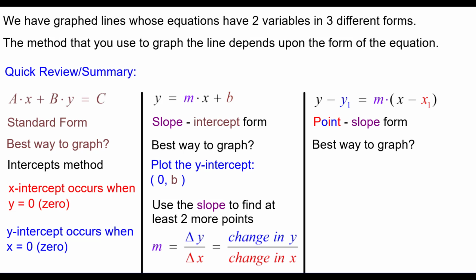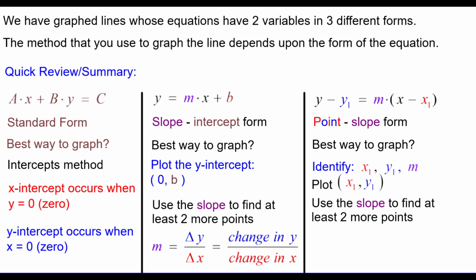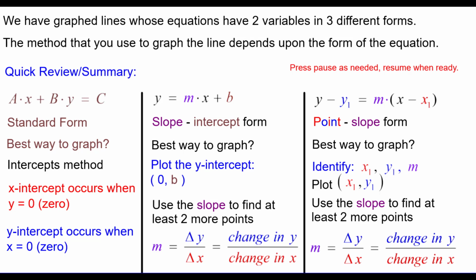The best way to graph: identify those three parameters, x sub 1, y sub 1, and m. Plot the point x sub 1, comma y sub 1, and then use the slope to find at least two more points. Again, the slope is the change in y over the change in x. Press pause as needed, resume when you're ready.